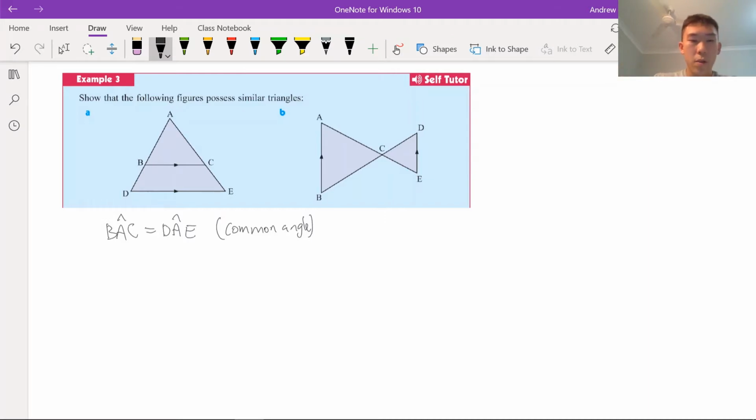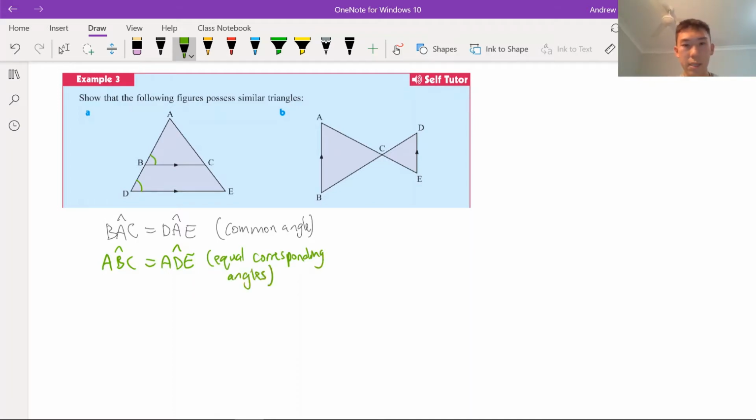Now we want to show that, I'll do it in green, these two angles are equal. All right, so we need to state that now. It's pretty obvious they're equal because these are equal corresponding angles, because we see BC and DE are parallel lines, right? So that's pretty simple. So we say angle ABC is equal to angle ADE, but we just need to provide our reason. Equal corresponding angles. Save some space for the next example.